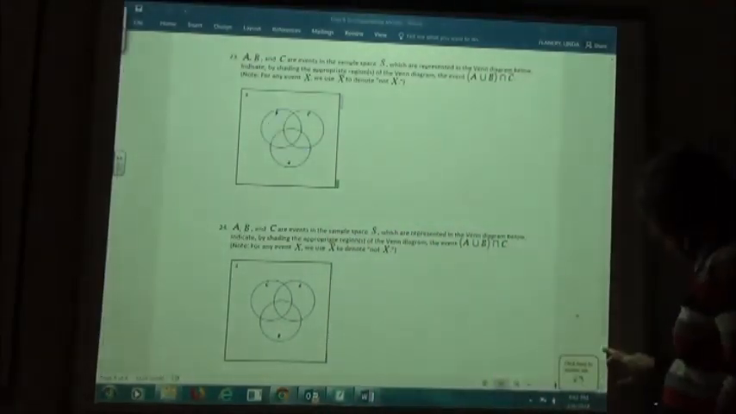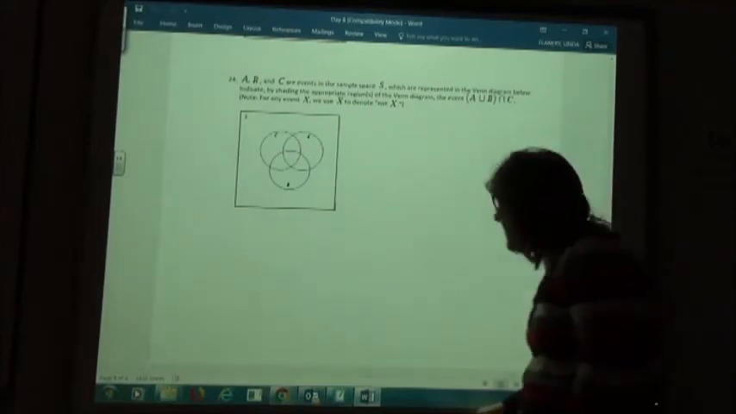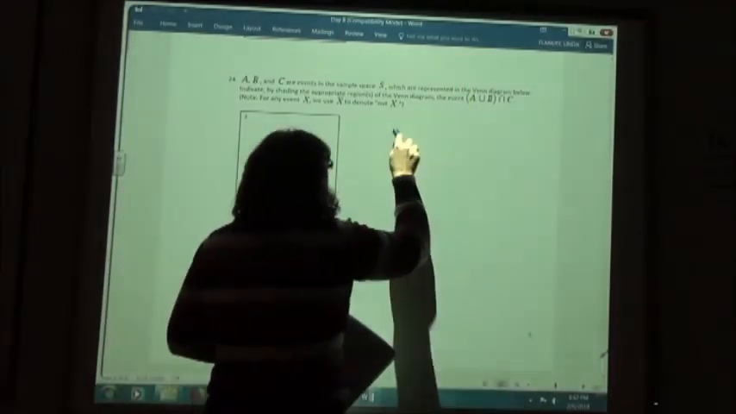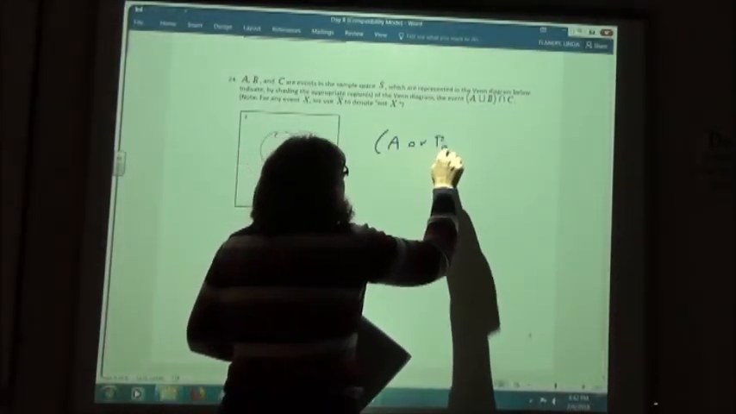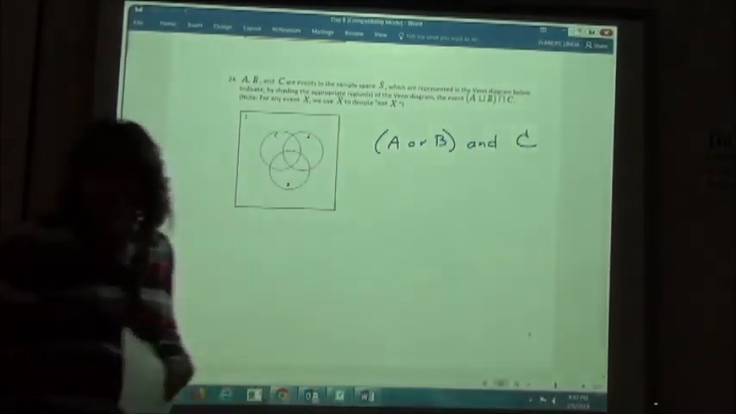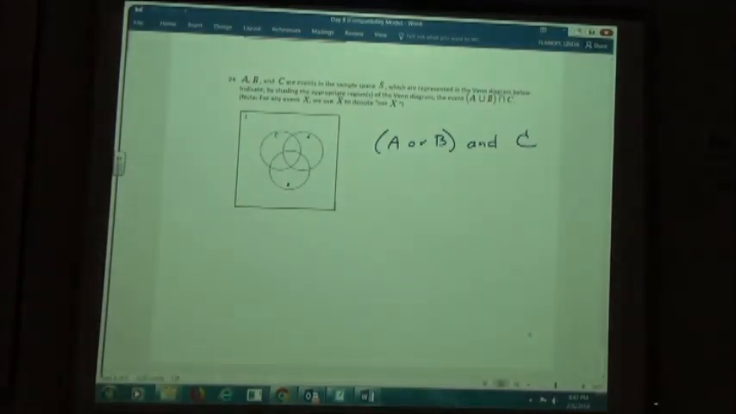Last one for today. A, B, and C are events in my sample space S, which are represented by my Venn diagram. This time we're going to do A or B and the C. A or B and the C. All of the circles? No. Because of the and. If it was A or B or C, we would do all of the circles. But it's A or B and the C.